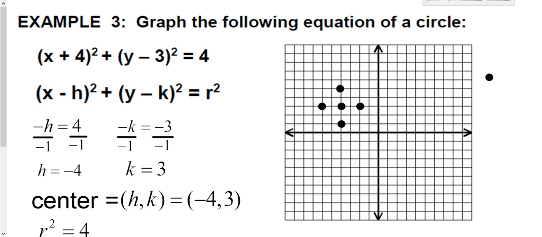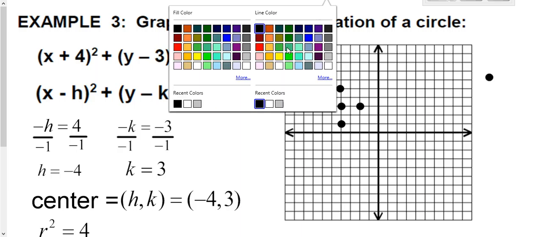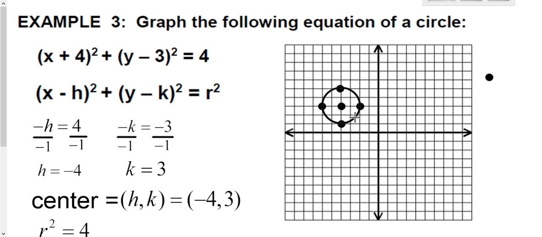Let's see if I can cheat with this one. Whoops, that's a square. Something like that.